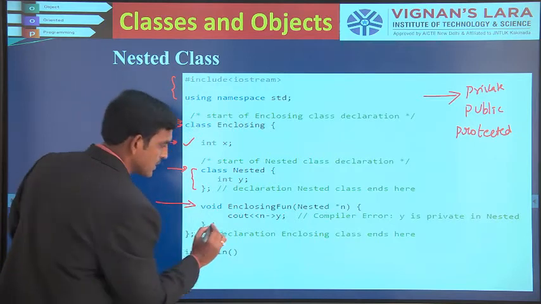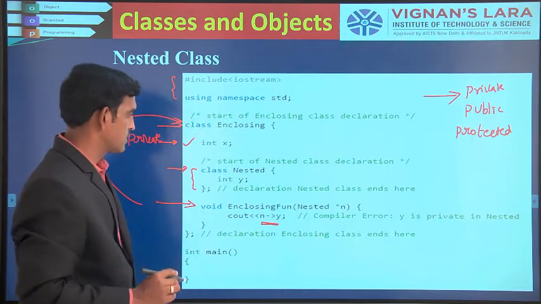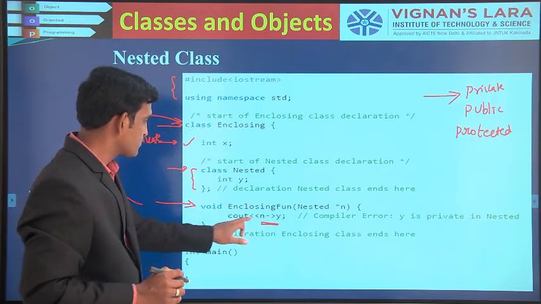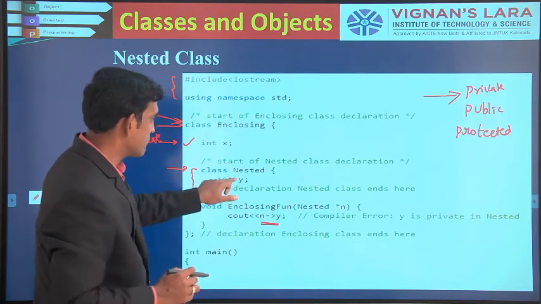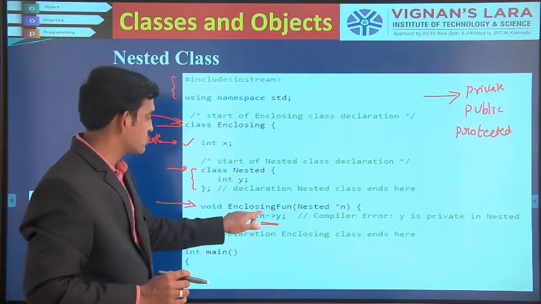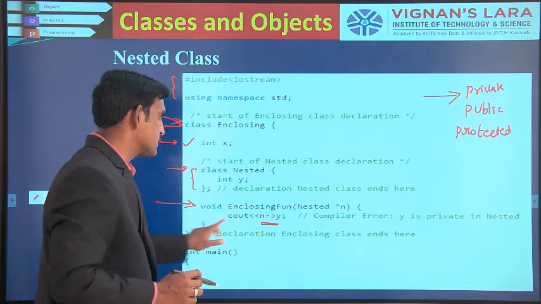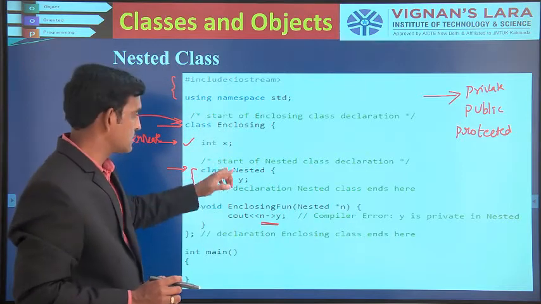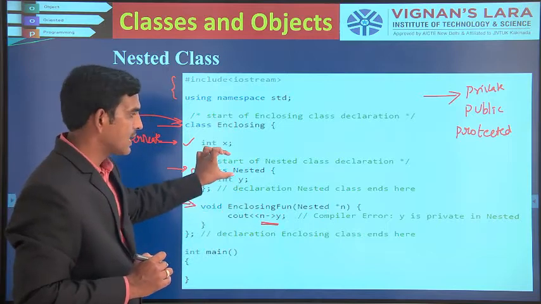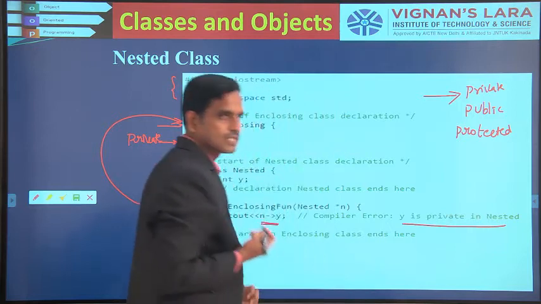What you need to be concerned about is that I am trying to print y. So where is y? y is present in the private members of the nested class. Since y is a private member of nested class, this function cannot access this member. Why? Because y is private in nested.